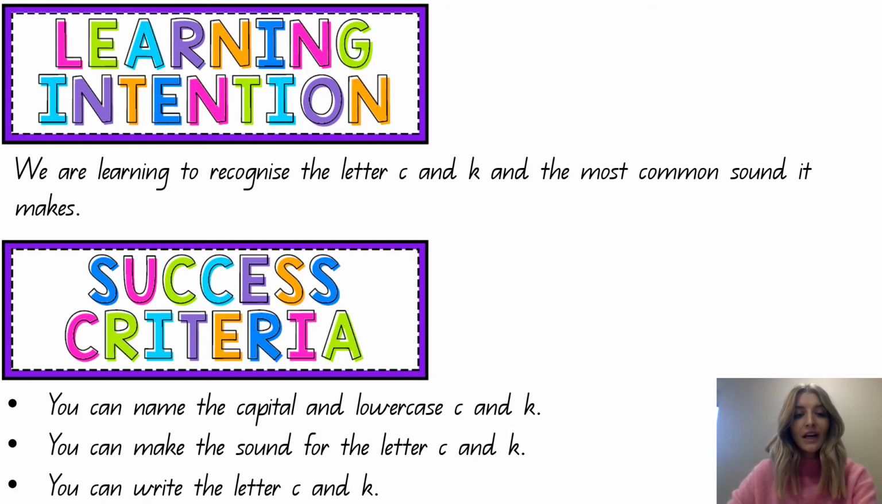Let's see what we're doing today. So today we are learning to recognise the letter C and K and the most common sound it makes. To be successful today, you will be able to name a capital and lowercase letter C and K. You can make the sound for the letter C and K, and you can write the letter C and K.